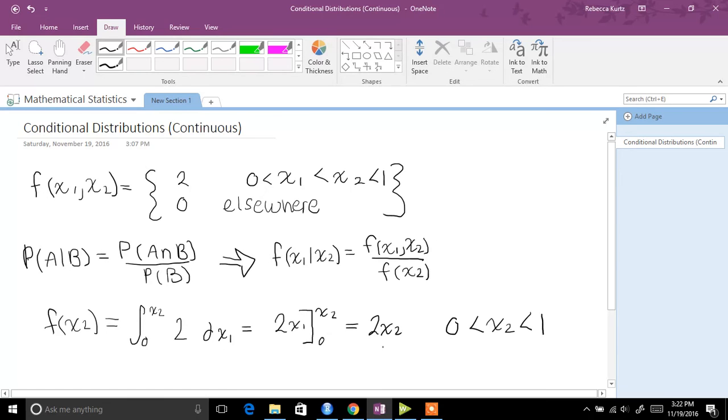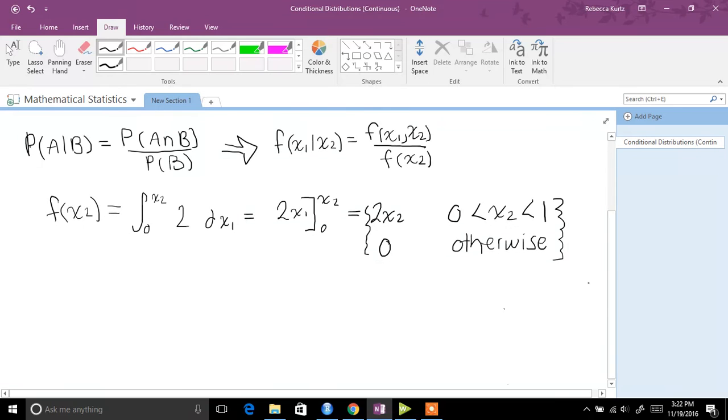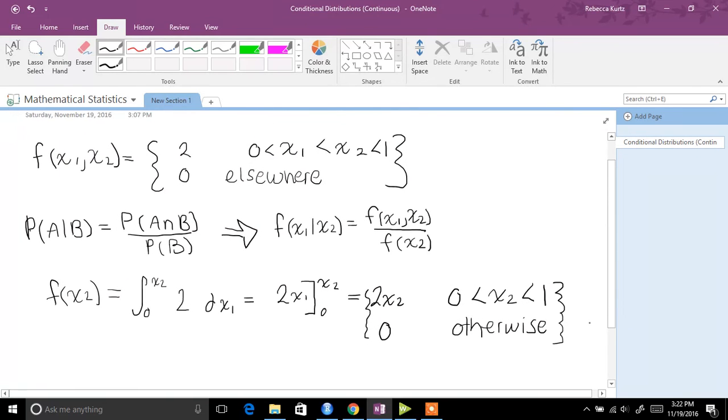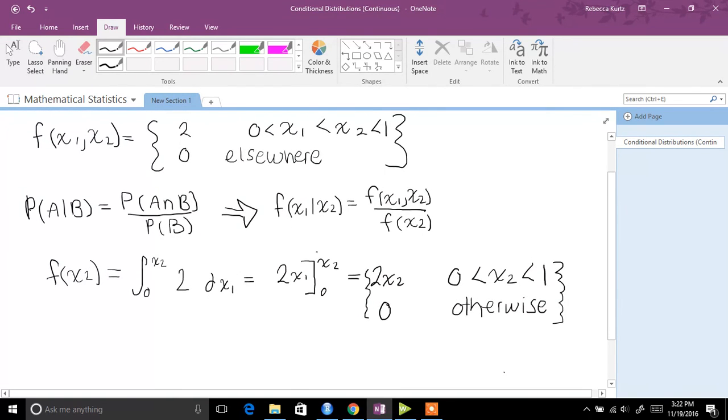Bounds are really important in general, and it's really important to pay attention to them when doing these types of problems, since we're bouncing around a lot. So the bounds for the marginal distribution of x2 are all possible values of x2. And in this case, we're no longer considering x1 at all, so we can get rid of that part up here. So now we want to find the conditional distribution.